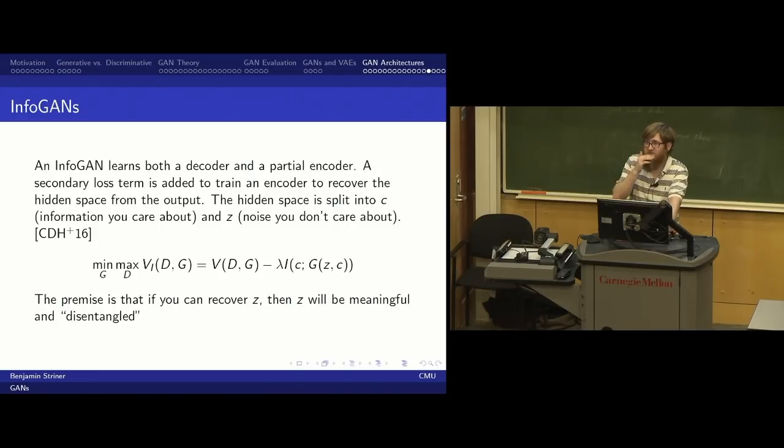Would it be appropriate to think of it as some kind of a hybrid between VAEs and GANs?